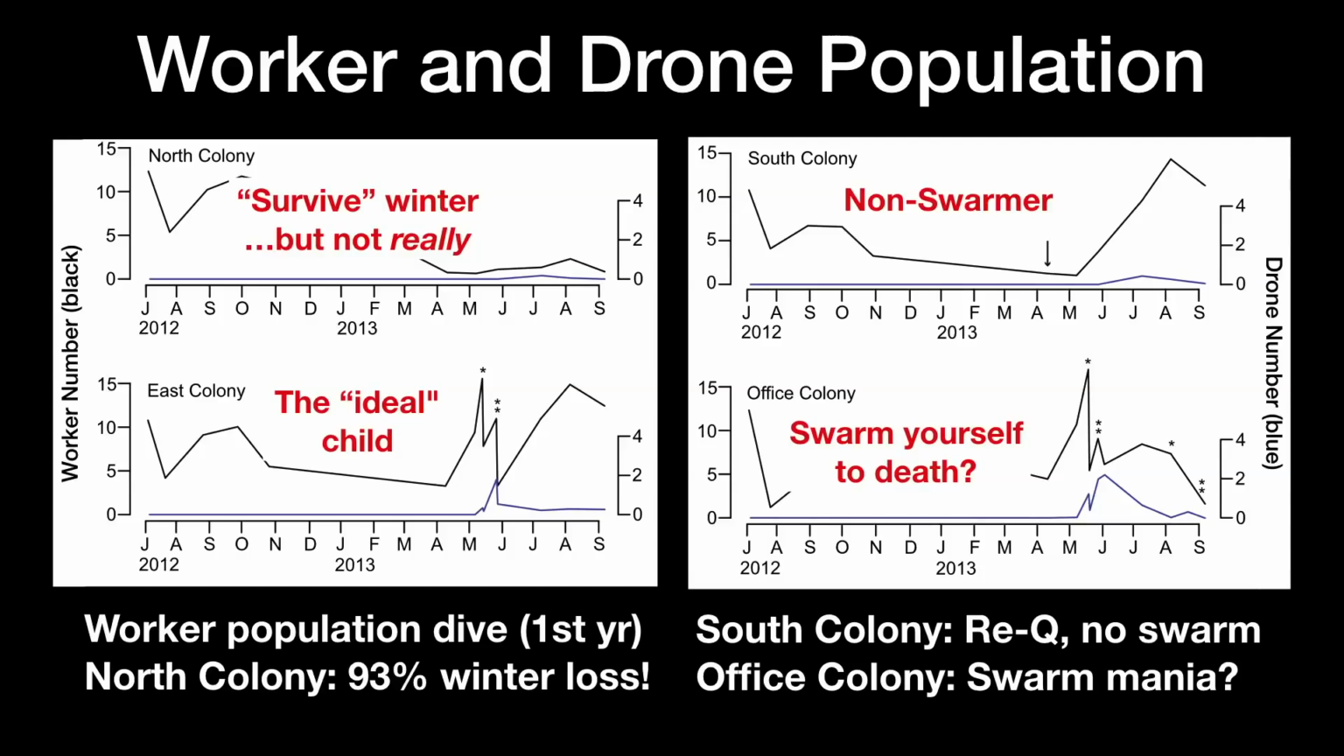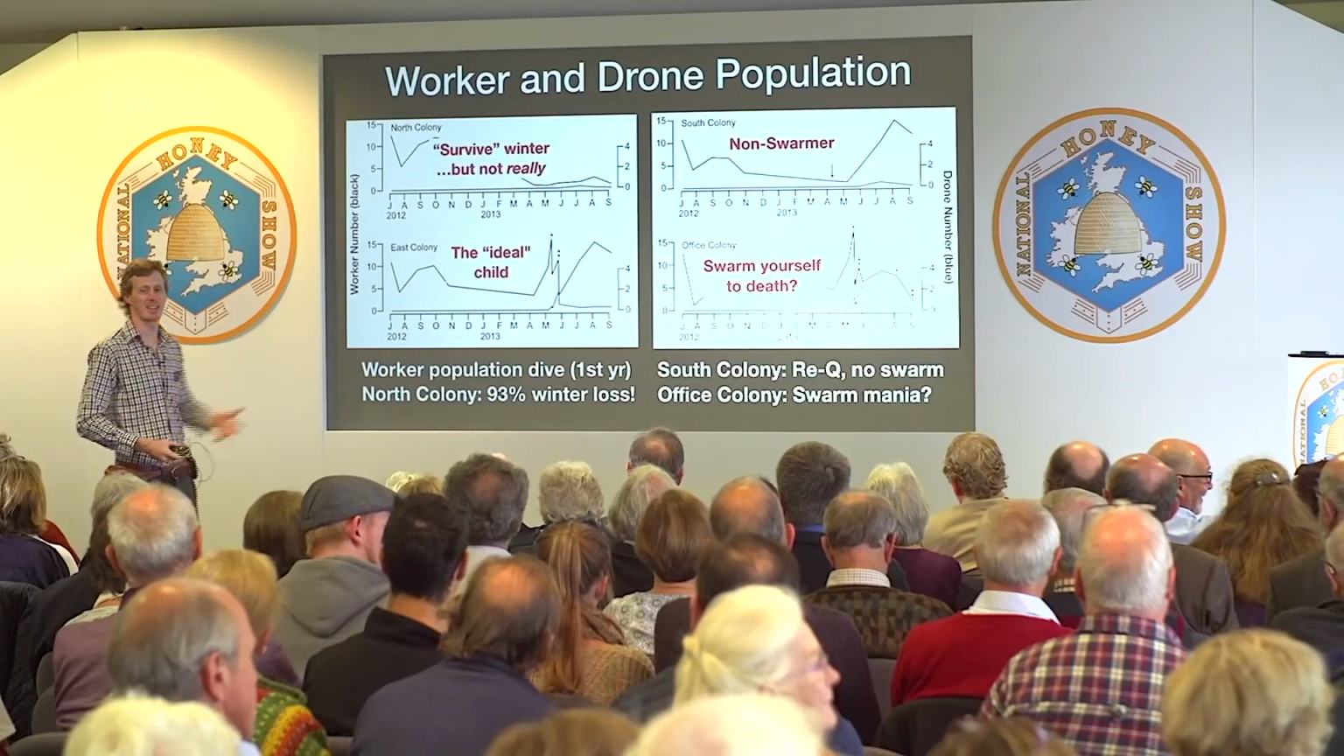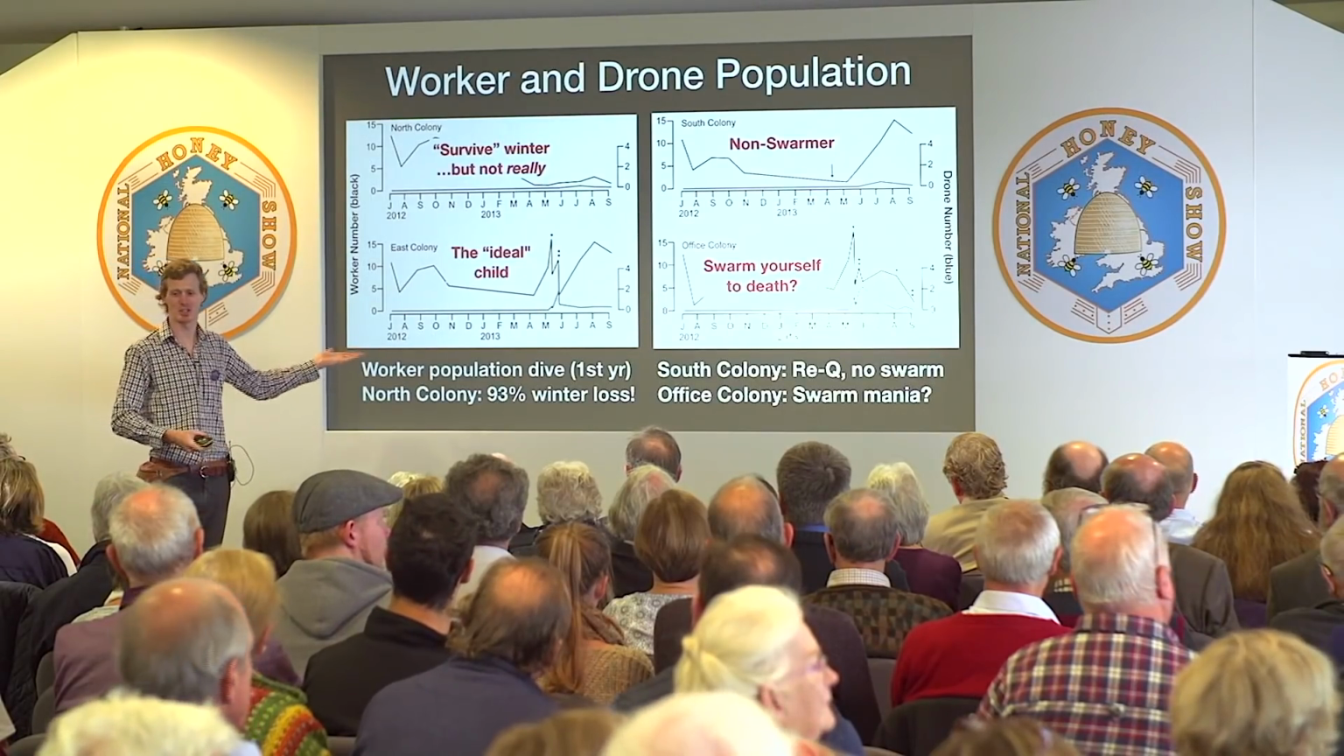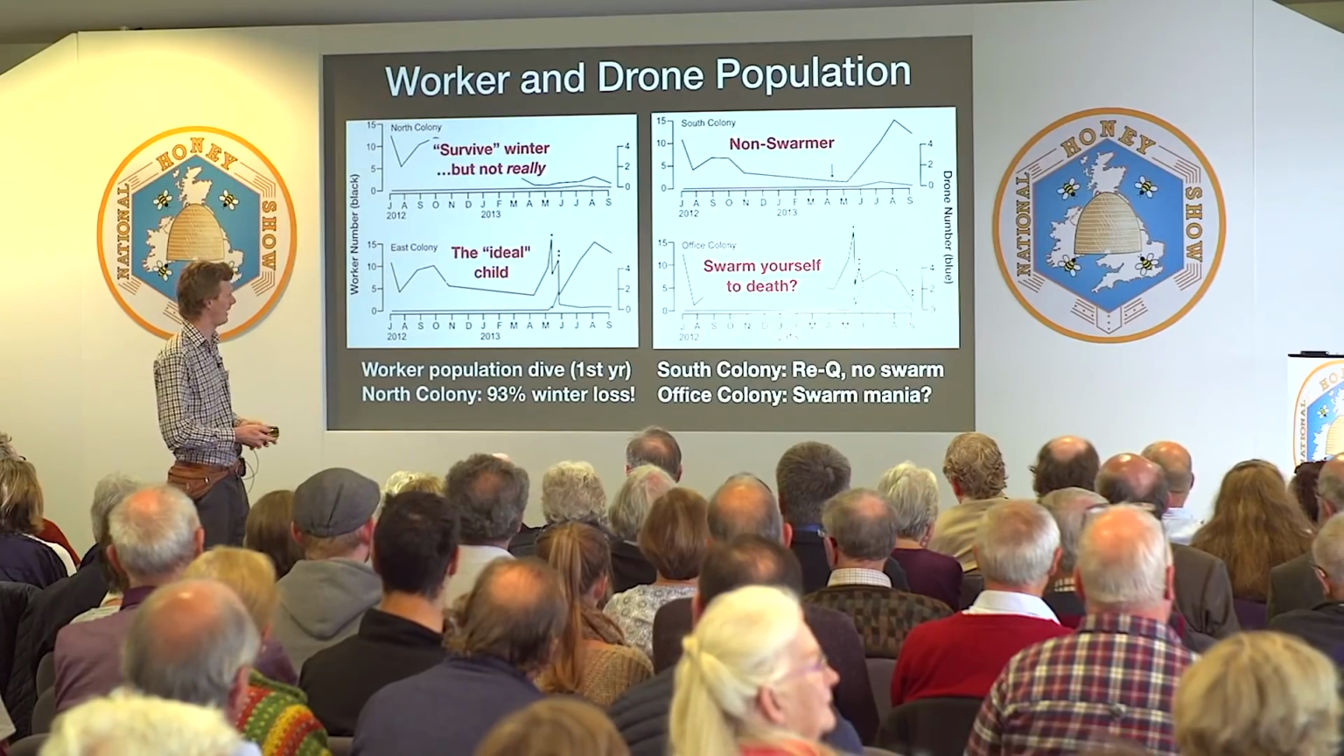You've got your South Colony, that's your non-swarmer, with some manipulation in there because I did requeen them. They probably would have just dwindled away and died otherwise. And you've got your Office Colony, that's like your rebel that ended up swarming itself to death. So these are your four children, if you've got children. At this point, you consider the colonies kind of like children if you're spending this much time with them.